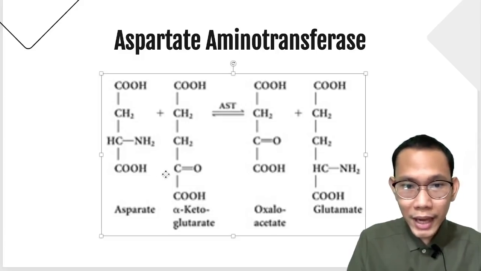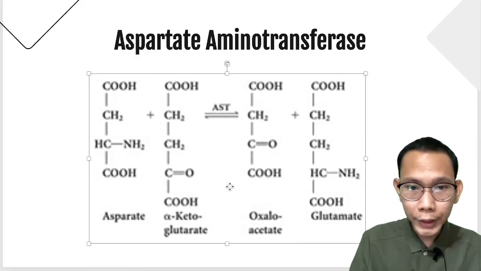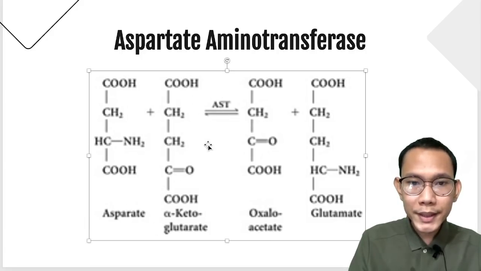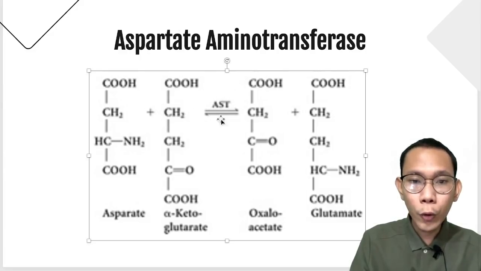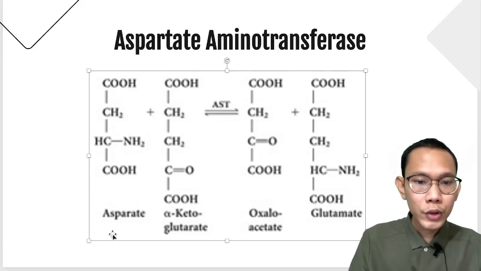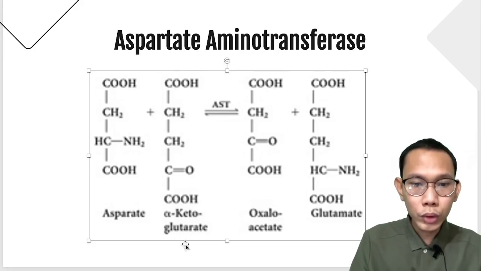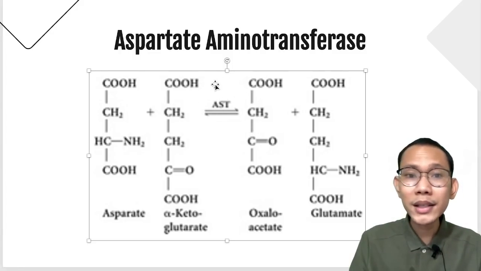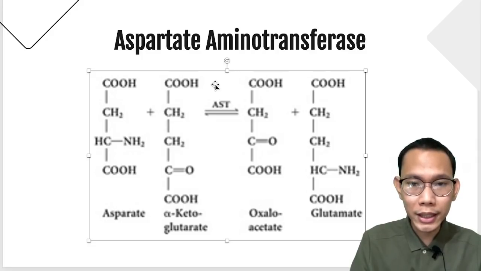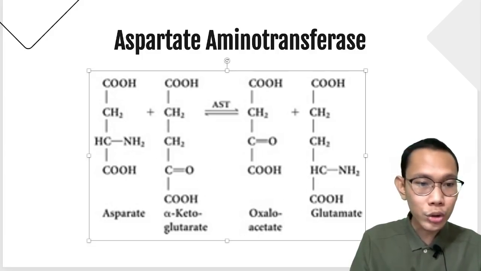So kindly look at this diagram. Sorry, it's a bit blurry. So again, the function of your AST, from the name itself, is the transfer of the amino group between your aspartate and your alpha keto acid. This is our enzyme, which will act as a catalyst with a cofactor of your vitamin B6. So aspartate and your alpha ketoglutarate will now form your oxaloacetate and your glutamate. So this is the reaction catalyzed by your AST. This will further be discussed in the different methods of determination of your AST, but remember this basic reaction.